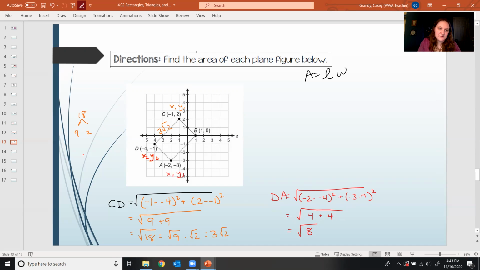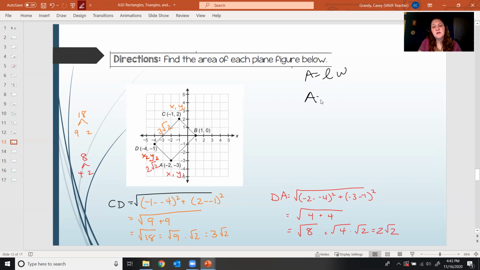Well, the square root of 8 can be simplified. 8 breaks down into 4 times 2. So this is the square root of 4 times the square root of 2, which is 2 root 2. So now I know my length and I know my width. Now I can go back to calculate the area.